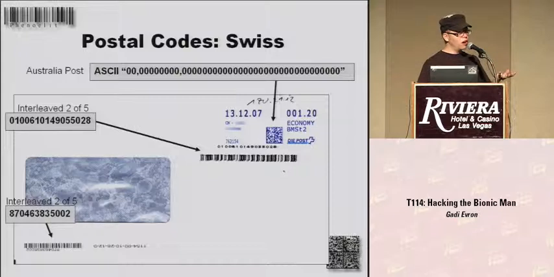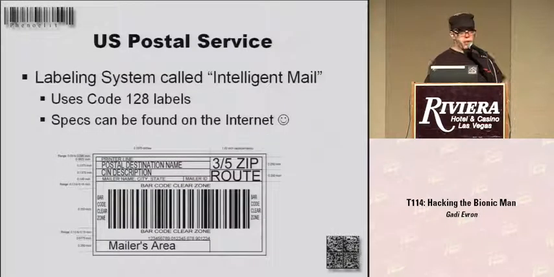Probably not at all. So if you want to send mail in Australia, get a bunch of zeros and put them in a barcode. They also had real barcodes, but those were postal system barcodes and Interleaved, and they had nothing to do with the payment. And then we have the US postal system. This is probably going to get me in trouble.